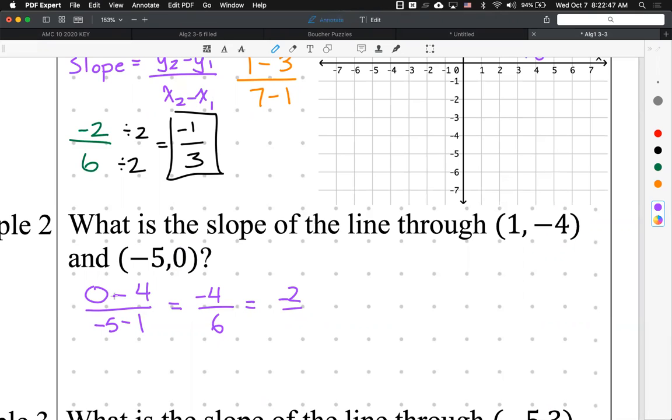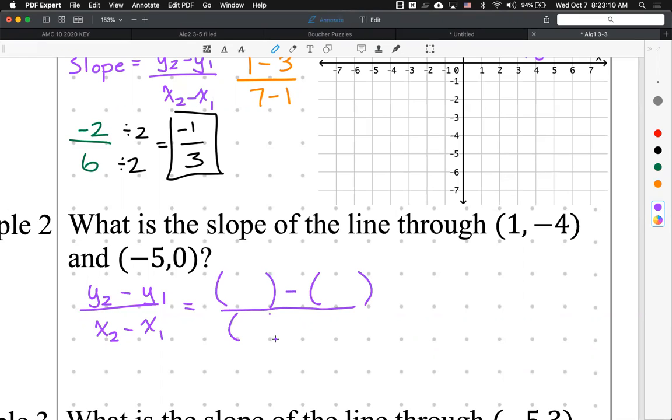Exactly. So if I were to look at my formula, let me undo stuff right here. Let's look at how the original formula looks. I have y2 minus y1 over x2 minus x1. If I leave these as empty spots, that's my y2 minus my y1, all over my x2 minus my x1. My y2 is 0, so I plug in 0. My y1 is -4, so I plug in -4. I really have a double negative here.